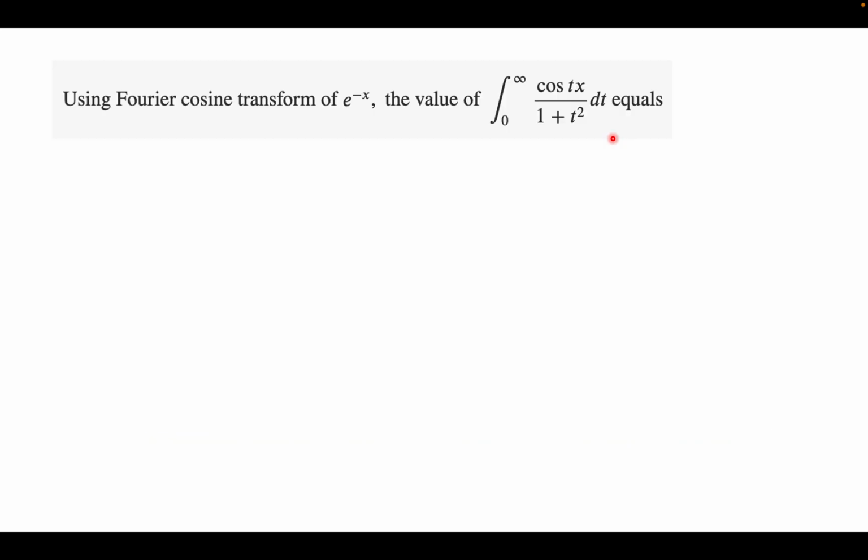The next question is a good question. Here the question is saying you need to use the Fourier cosine transform of e power minus x to calculate the value of this integral. Basically you need to write the Fourier cosine transform of e power minus x, and somehow put it in this form so that it will give you the integration value of the following function. Okay, so let's see how to do that.